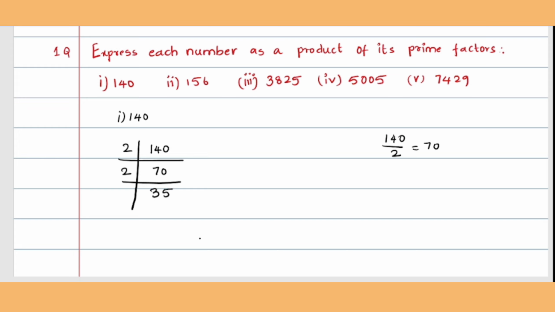Now we have 35, but 35 isn't divisible by 2. So we move to the next smallest prime number, which is 3. 35 isn't divisible by 3 either. So we try 5, the next prime number. When 35 is divided by 5, we get 7. Now we have 7, and guess what? 7 is a prime number, so we are done. The prime factorization of 140 is 2 times 2 times 5 times 7, which is 2 power 2 times 5 times 7. That's it.